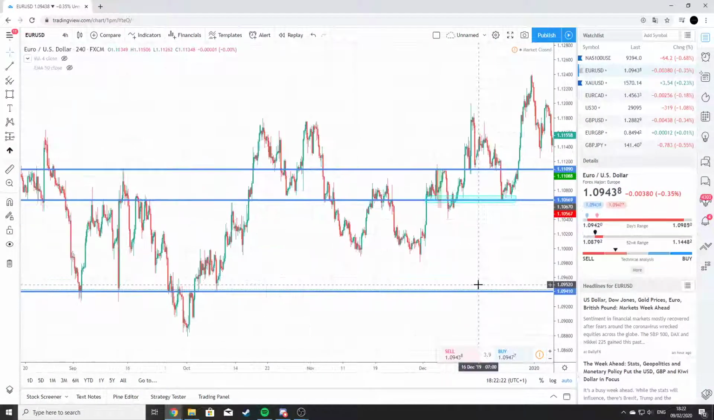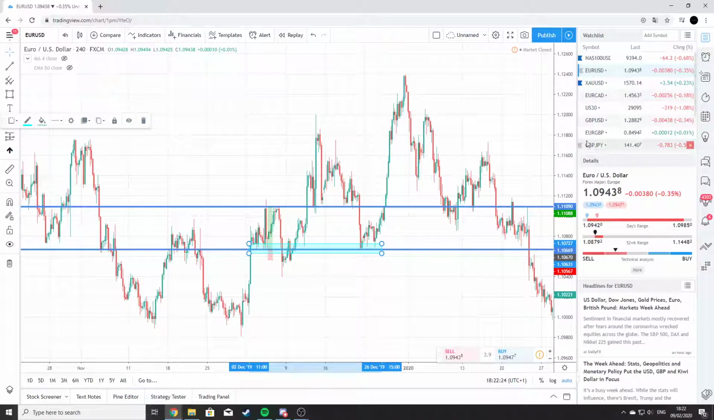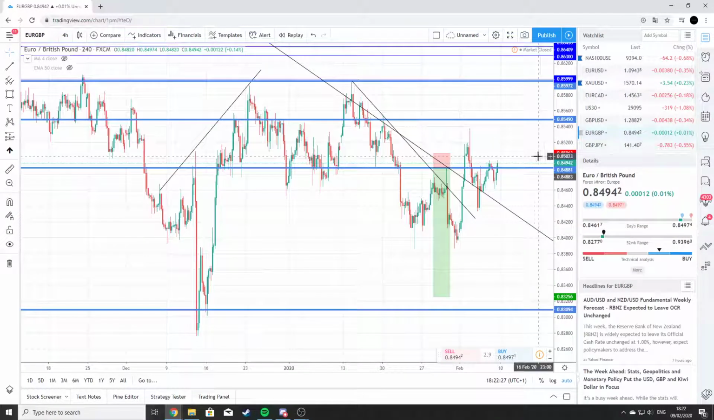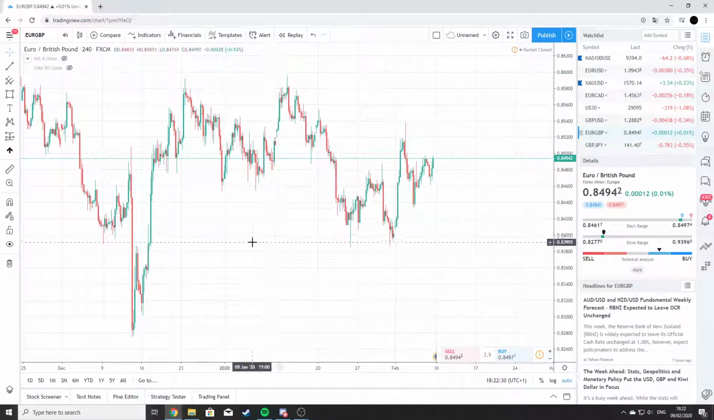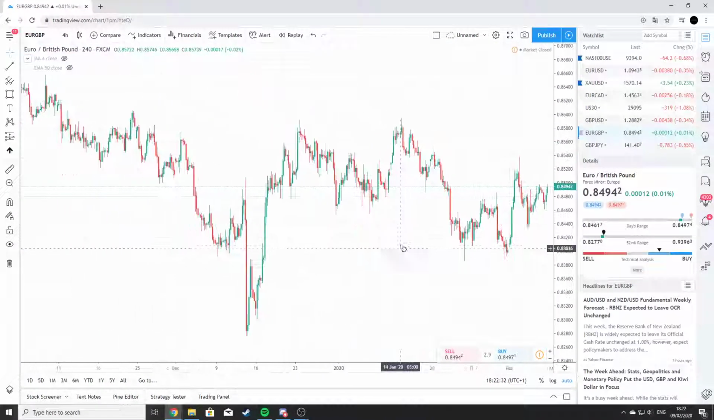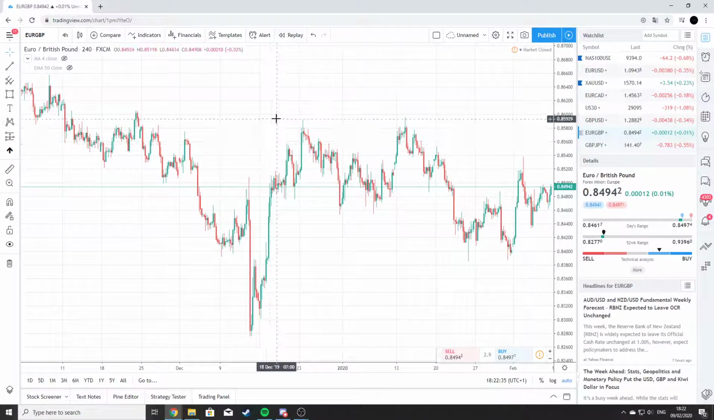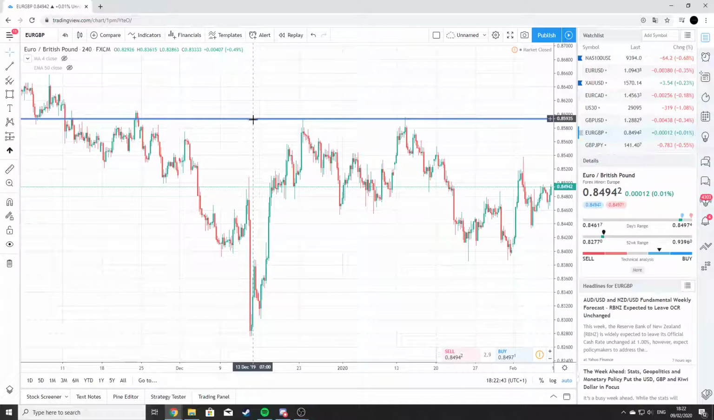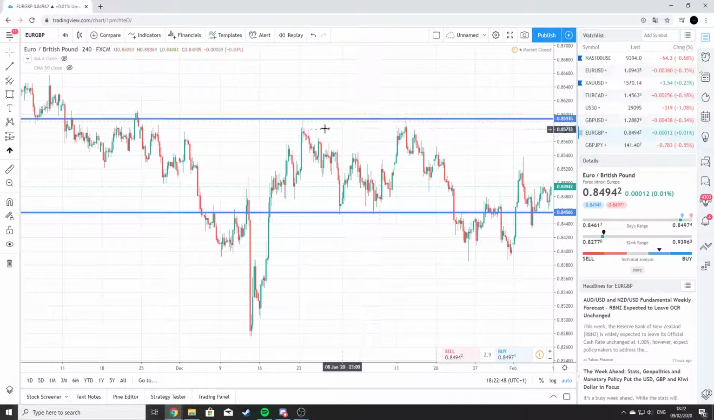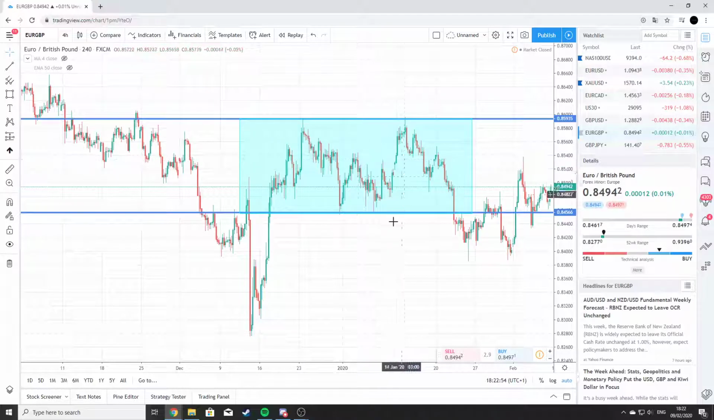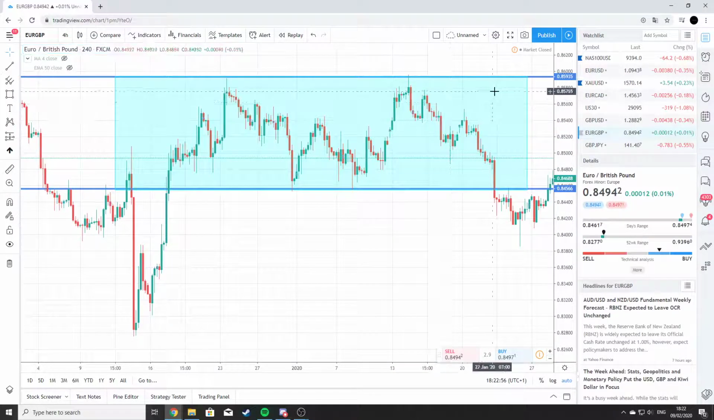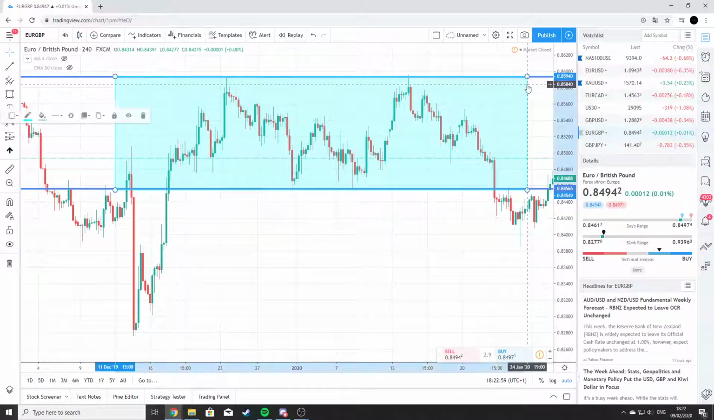Now, this is only Euro USD. For example, I will go to Euro GBP and clean the chart for a minute. Now, as you can see, this is always the same. I'm just going to draw the same lines again. Simple support and resistance. So for this area in the market, I'm going to wait a second.